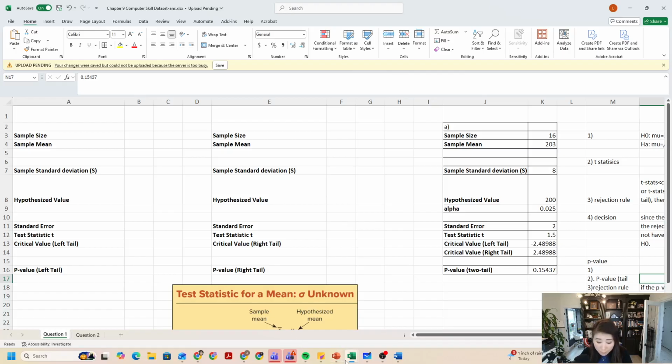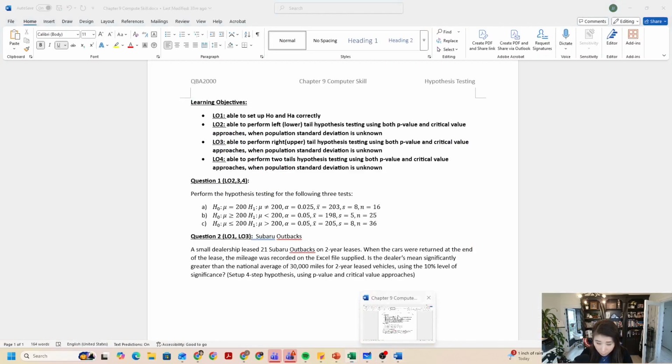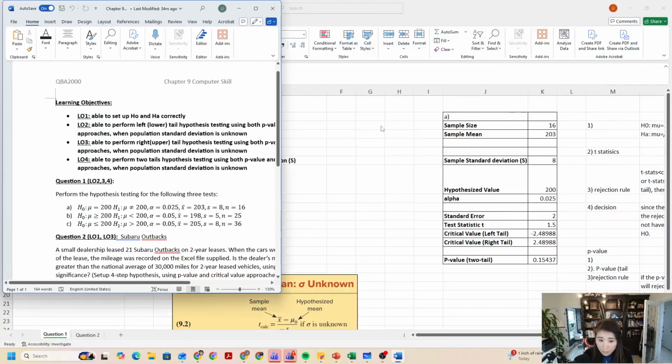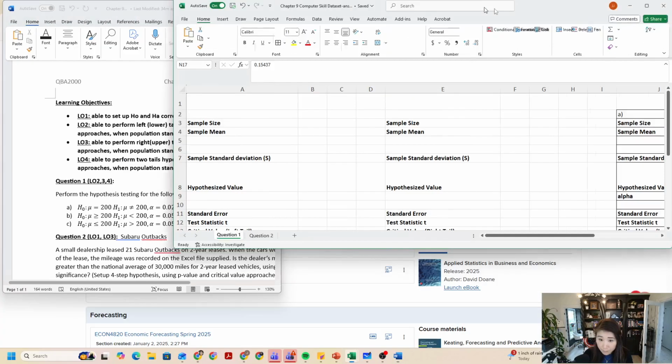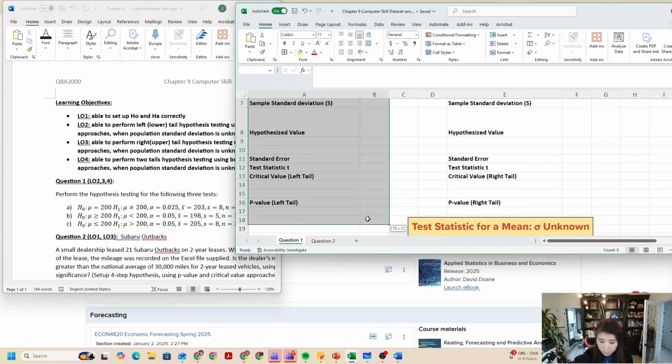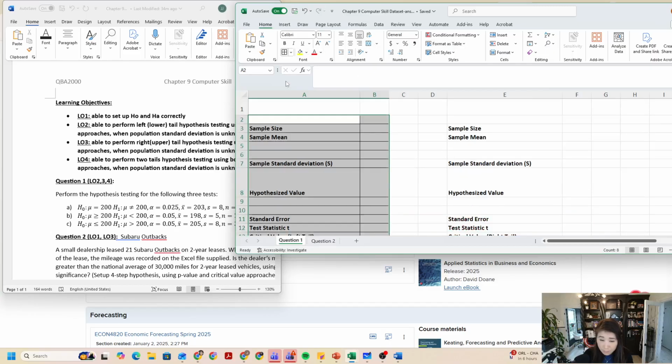Okay, so now let's look at our second question, question number B. Question B is looking at H0: mu larger than or equal to 200. The alternative is mu smaller than 200. So if mu smaller than 200 is your alternative, you are looking for the left tail hypothesis testing. Because it's smaller, it's left tail. So now let's record all the numbers. We are looking for the left tail, so this table we are creating here is going to be used to answer question number B.